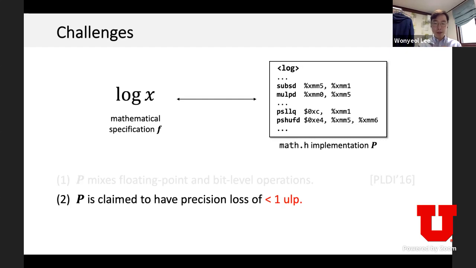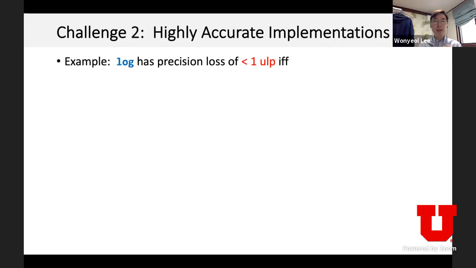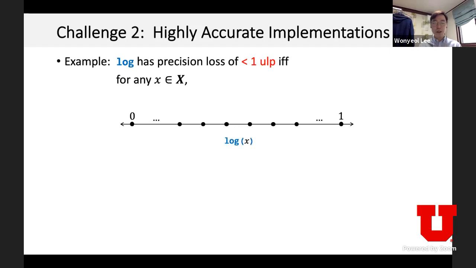To explain what this 1 ulp error bound means, let's assume that the log implementation has that much precision loss. Then it means that for any input x, the floating point output of the implementation must be one of the two closest floating point numbers to the mathematically exact result. As you can see, this error bound is quite tight, and it claims a very strong bound on the accuracy of the floating point implementation.